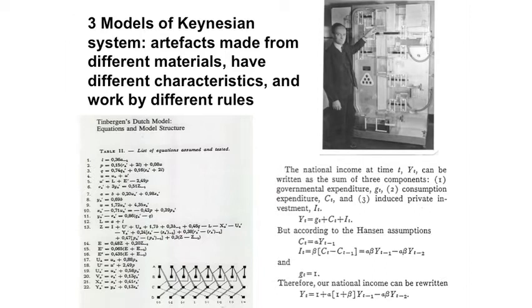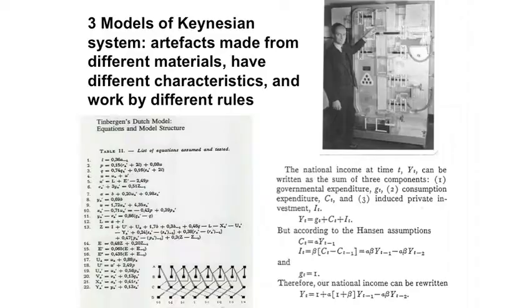Here's three other models. On the bottom left is one by Tinbergen, who tried to fit statistics to a Keynesian model in the 1930s. That's the Dutch economy, in order to try and figure out how to get out of the Great Depression. Bottom right is by the American Samuelson, who tried to figure out what kinds of answers you could get from a Keynesian system and found almost anything can happen.